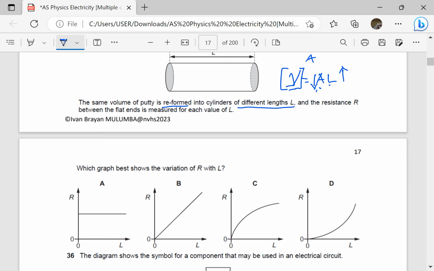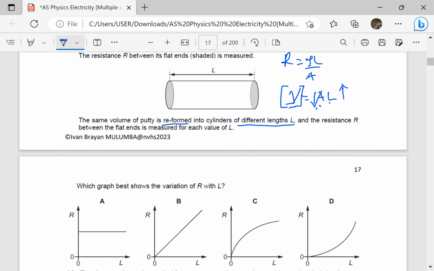Which graph best shows the variation of R with L? I can even go and substitute there, because the volume is the same. First of all, because the length increases, cross-sectional area decreases, and when area decreases, resistance must be increasing.